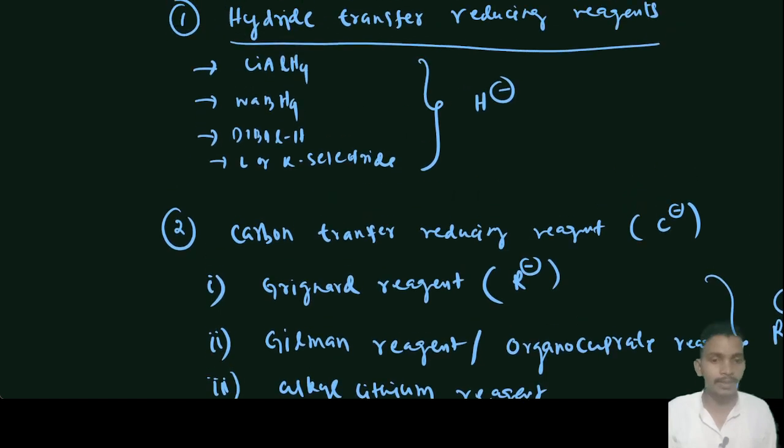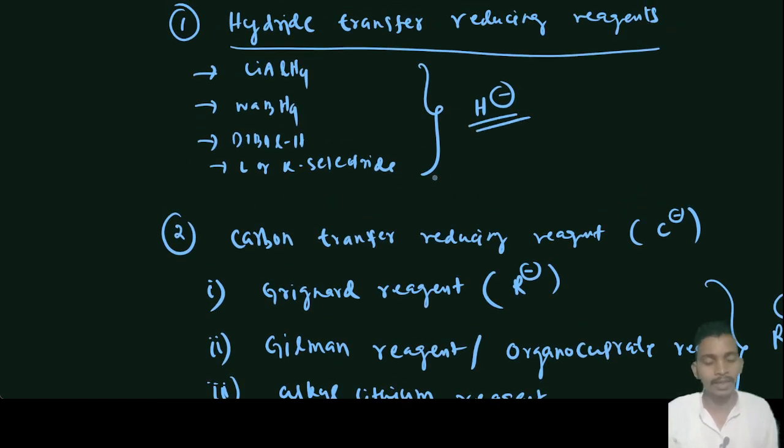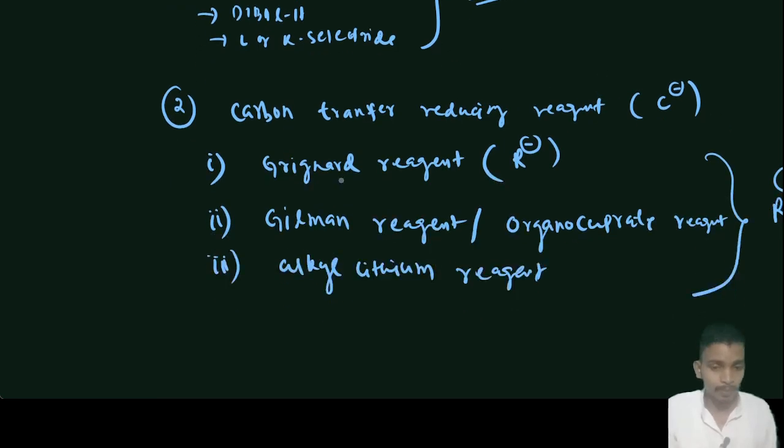In the hydride case, H minus will transfer and help to reduce the substrate. And in the carbon transfer reducing reagent case, R minus will go and react, and that helps to reduce the substrate. So those things we will discuss today. In the previous class I already discussed Grignard reagents, where they do the reactions and what solvents are needed. Now I am going to discuss Gilman reagents, and in the next class we will discuss alkyl lithium reagents.